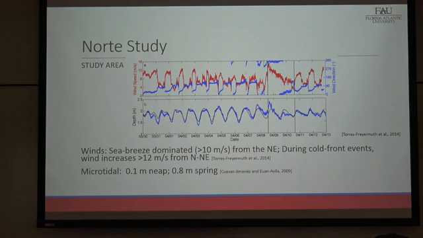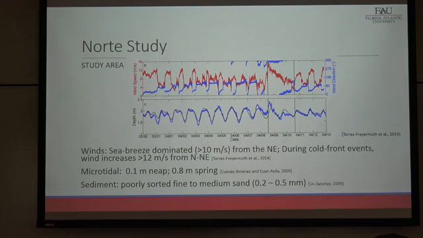The area is considered to be microtidal. What that means is that the tidal range is really small, the water level is not changing drastically, which is helpful if you study coastal morphodynamics, because you can put your sensors out and not have to change them too much with the tides. And the sediment in the area is characterized as a poorly sorted fine to medium sand.